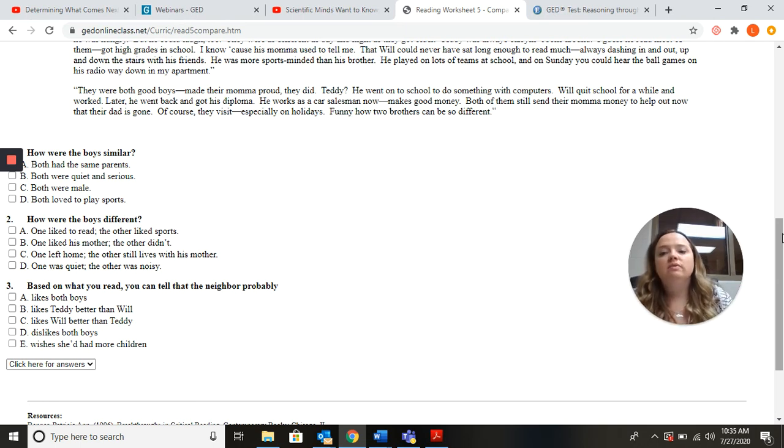One left home and the other still lives with his mother. I don't think that's true either because it talks about how they come to visit. Because in the second line before the last, it says both of them still send their mama money. And of course, they visit. They is a plural pronoun. It's not a singular pronoun. So if it's they, then that means both of them visit on holidays, which indicates that they don't live there. One was quiet and the other one was noisy. Well, that is true as well. So I'm going to go with A and D on this one.